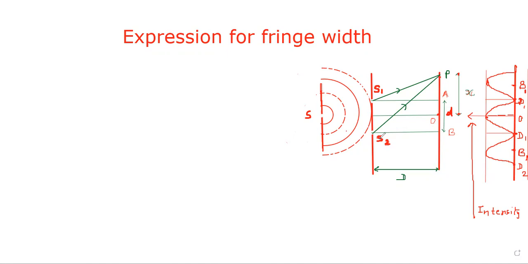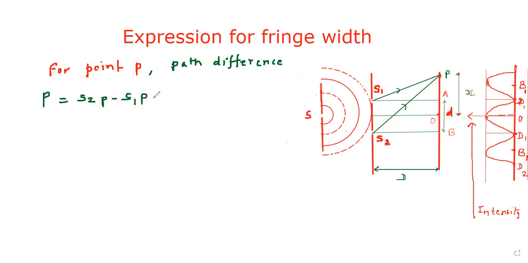So here we have to find out the path difference between S2P and S1P. So for the point P, path difference P equals S2P minus S1P. So first we consider triangles S1AP and S2BP, both are right angled. So Pythagoras theorem can be applied, and we can get the values. So let's find out S2P square minus S1P square.